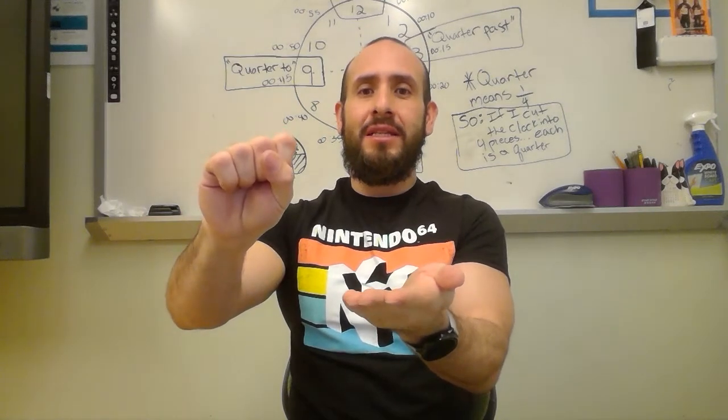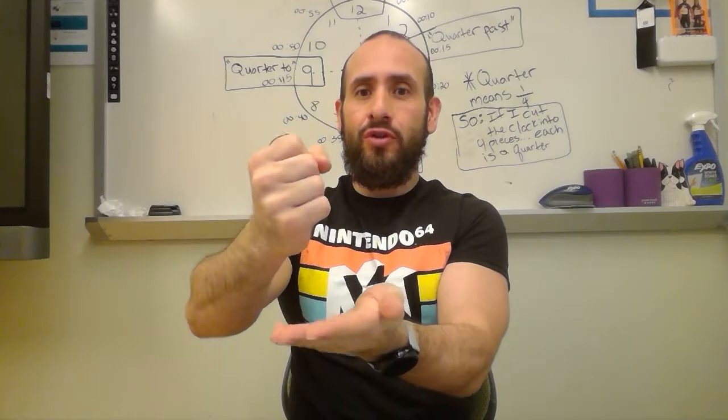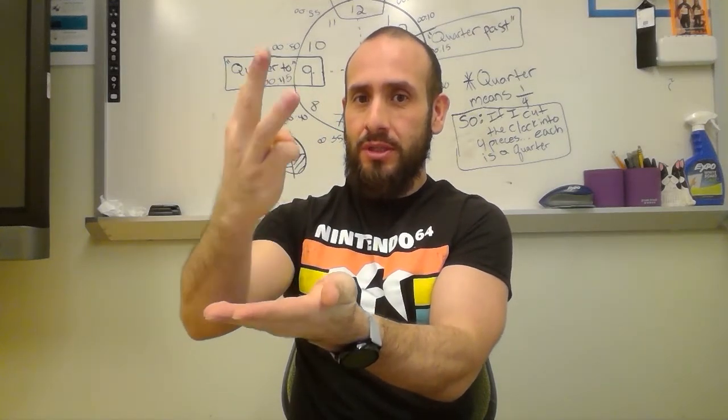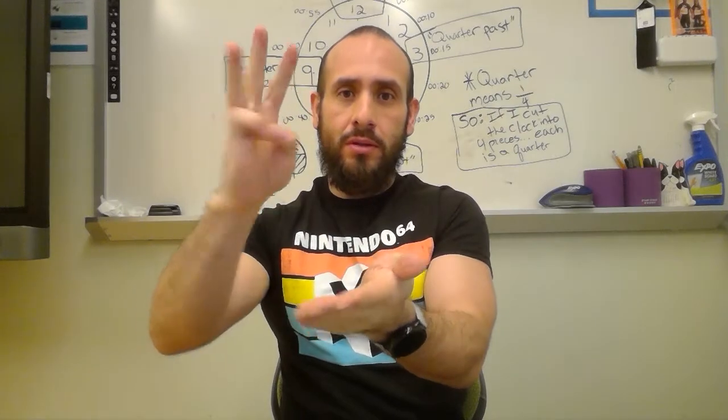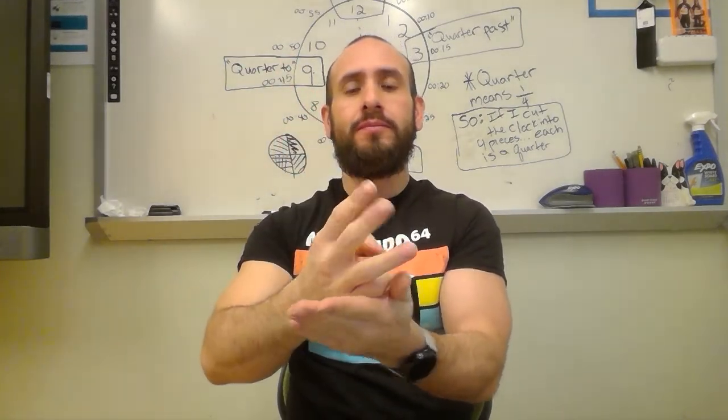Next we have social worker. Your non-dominant hand is flat. Your dominant hand is an S. So sort of like rock, paper, scissors, but it goes from S, social, to W, worker. Social worker.